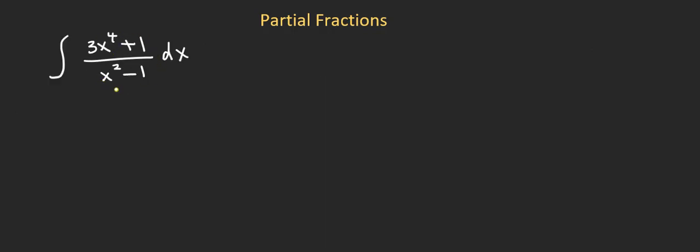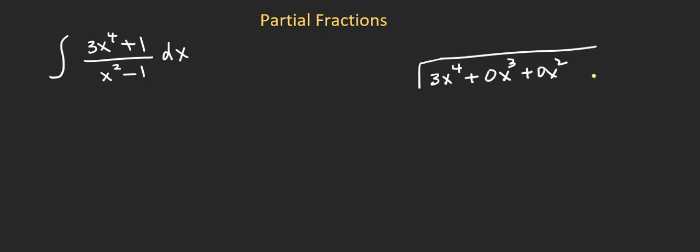Now we have this example here. Notice the degree on the bottom and the top. The degree on the numerator is bigger than the denominator. So whenever the degrees are equal, or the degree of the numerator is greater than the denominator, you have to do the long division. You have to simplify first. So let's do the long division. We got 3x to the 4 plus 0x cubed plus 0x squared plus 0x plus 1. Then you're going to divide that by x squared minus 1.